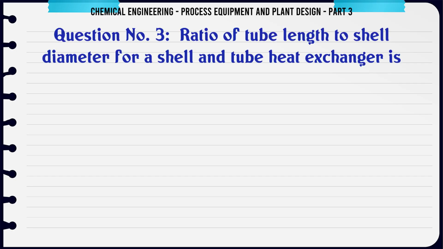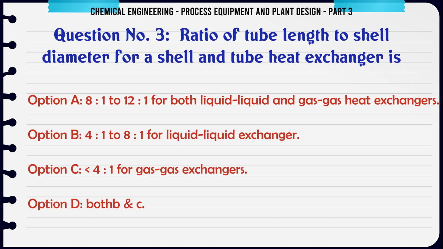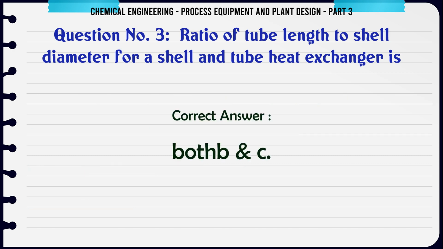Ratio of tube length to shell diameter for a shell and tube heat exchanger is: A 8:1 to 12:1 for both liquid and gas heat exchangers, B 4:1 to 8:1 for liquid exchanger, C 4:1 for gas exchangers, D both B and C. The correct answer is both B and C.